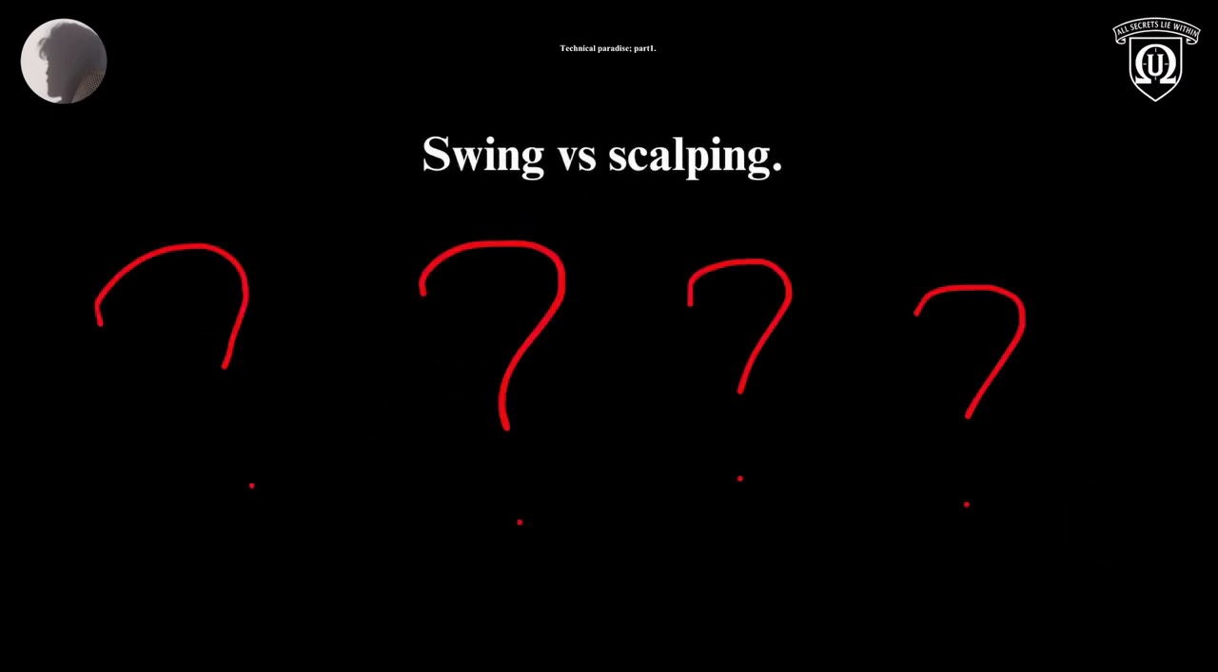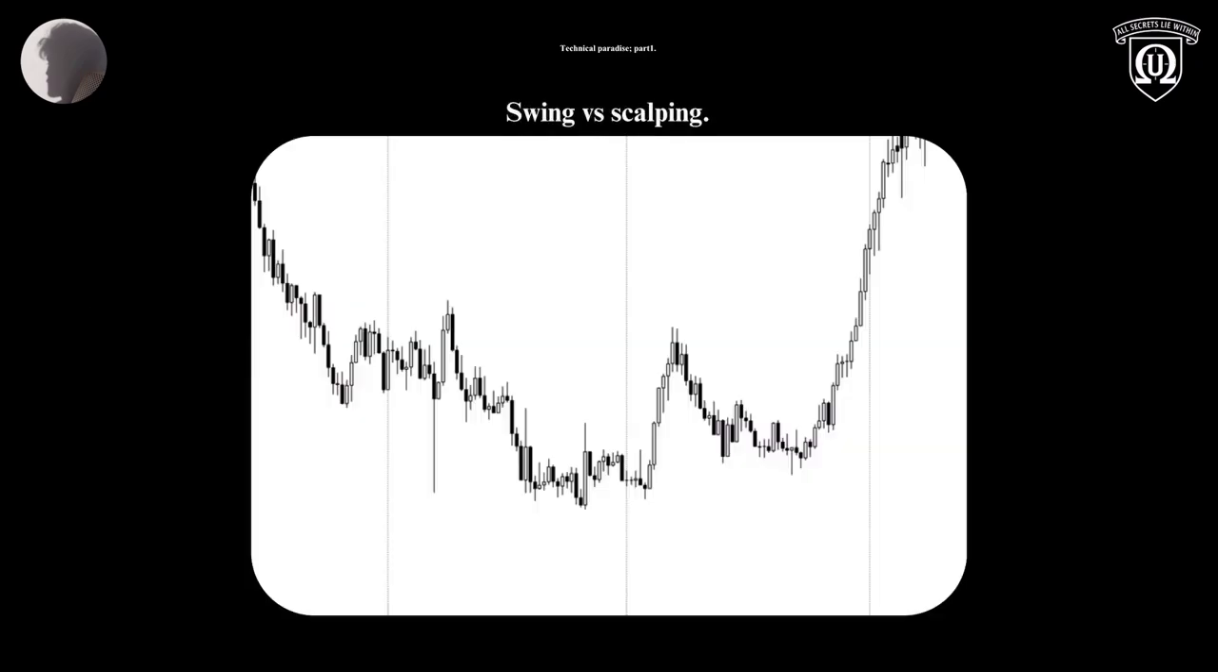Now, should you be a swing trader or should you be a scalper? And the answer is none. It doesn't matter, because a candle is a candle. What you see in front of you can be a 4-hour candle, right? It can be two 4-hour candles beside each other. It can be a daily candle. It can be two weekly candles. It can be two monthly candles.